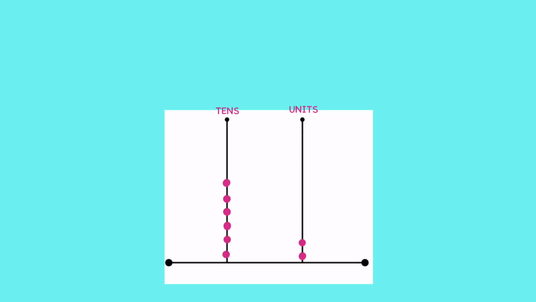Okay, what number do we think we have here shown on our abacus? Have a try, pause the video and see what answer you get. Okay, have you got an answer? Let's see how you did. So we have 2 units, 1, 2. You can write the number 2. And we have 1, 2, 3, 4, 5, 6 tens, which makes the number 62.